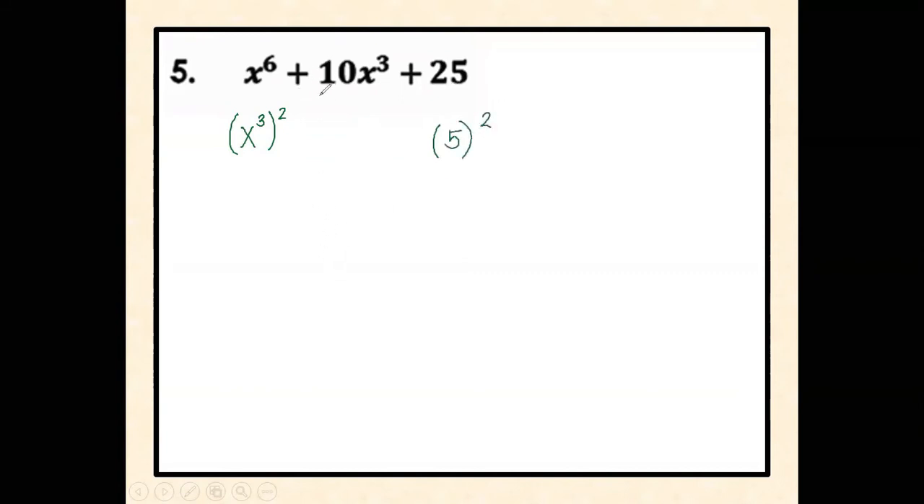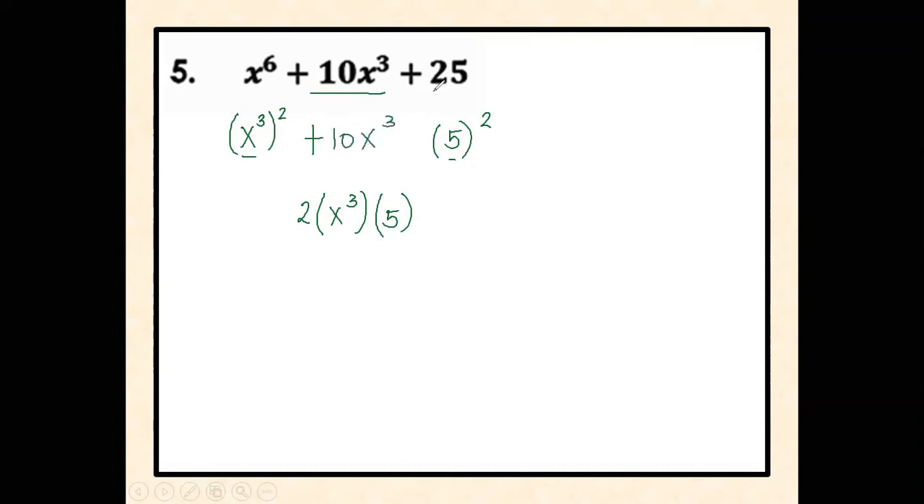So to check the middle term, if it's correct, we will just multiply 2 times the squared term, which is x cubed, times the squared term of 25, which is 5. So that would be 2 times x cubed times 5, and that is equal to positive 10x cubed.